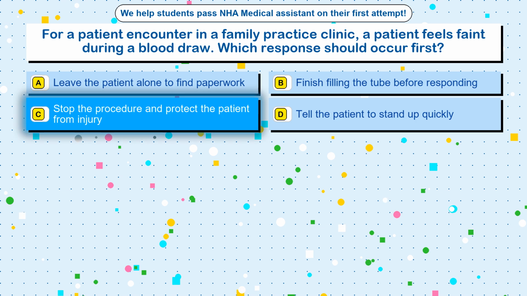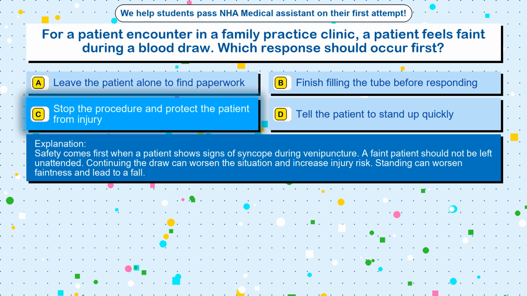The correct answer is option C. Stop the procedure and protect the patient from injury. Safety comes first when a patient shows signs of syncope during venipuncture. A faint patient should not be left unattended. Continuing the draw can worsen the situation and increase injury risk. Standing can worsen faintness and lead to a fall.